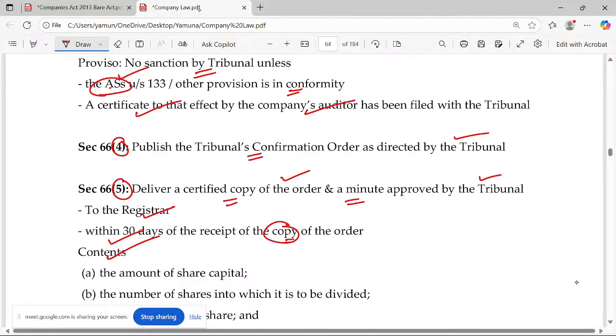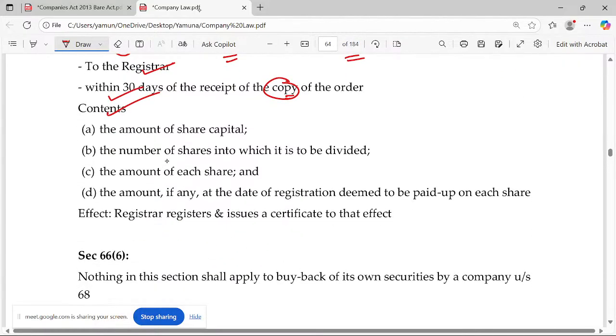What are the contents to be? Amount of share capital, number of shares into which it is divided, amount of each share, and the amount, if any, at the date of registration deemed to be paid upon which. And the registrar will register all these things and it will issue a certificate to that effect. Shall I continue? Subsection 6.